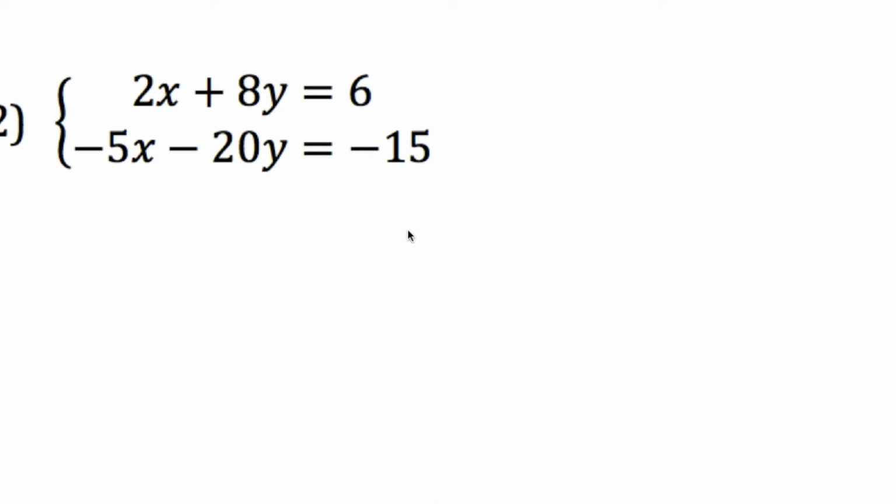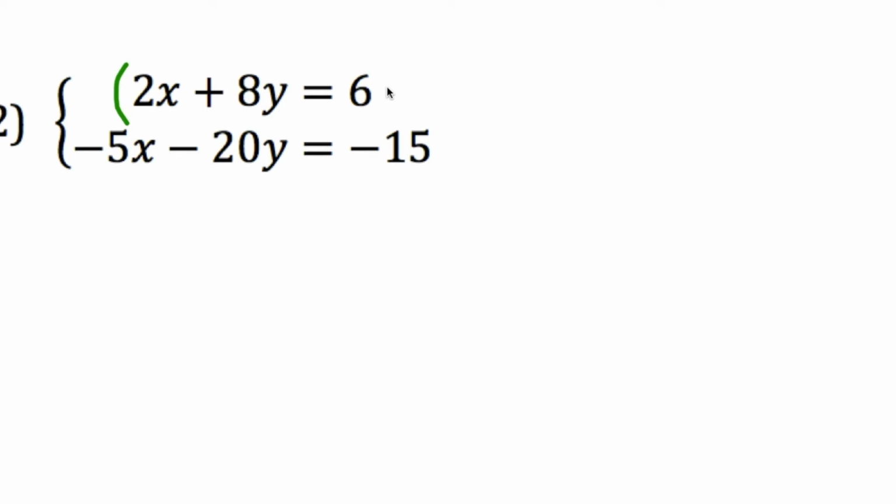Next, again, when we look at this, you have to be able to recognize which method you're using here, okay? So what you're looking for is, can I multiply 2 by a number to get to negative 5? No. Can I multiply 8 by a number and get to negative 20? Again, no. We could multiply by fractions, but we're ignoring fractions. So what we have to do is multiply both equations by a number.